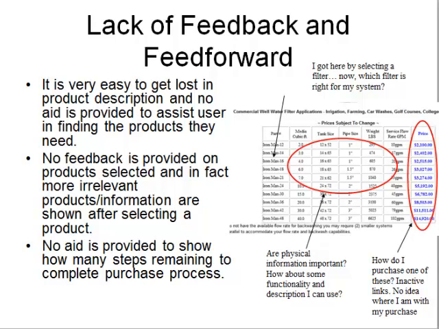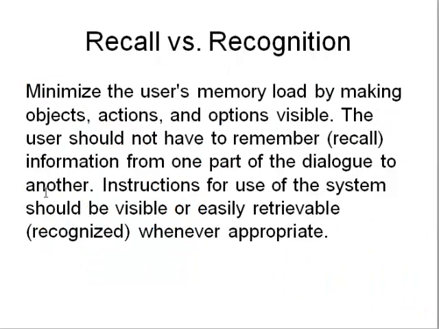When we looked at Raindance water system, the information is very hard to find, and there's no feedback provided to the user on where they are, where they can find the information. And when we found this information, it was basically a lot of irrelevant information, even when we typed a specific product name. So no aid is provided to take you through the steps of a purchase process, and we were not able to complete the purchase process.